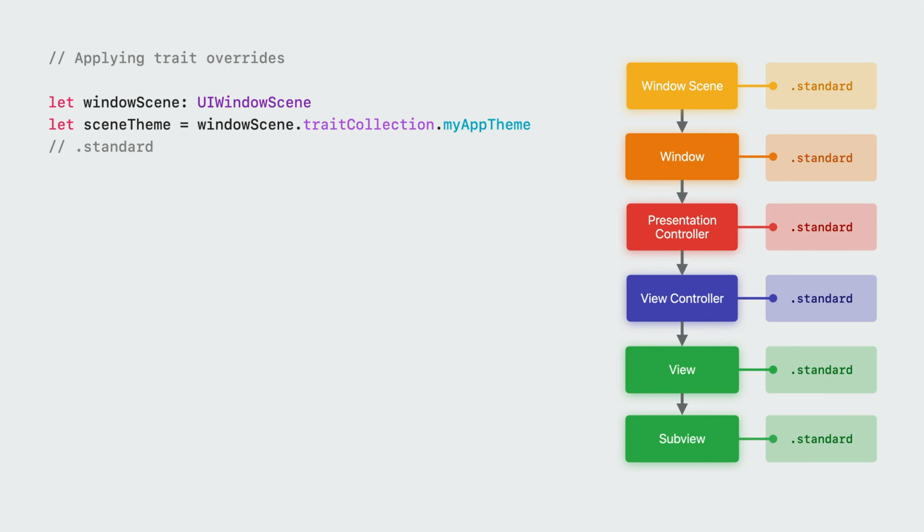I'll go through an example of using trait overrides to change the color theme for specific parts of my app. On the right, I have an illustration of my app's trait hierarchy. Initially, I haven't applied any overrides to populate the value for my theme trait, so all of these trait collections have the default value, which is the standard theme. I'll start by applying a trait override to the root of this hierarchy on the window scene. The traitOverrides property leverages the UIMutableTraits protocol to allow you to easily set trait values. Therefore, you can set override values for custom traits with standard property syntax, using the extension to UIMutableTraits I explained earlier. By setting the theme to pastel on the trait overrides of the window scene, all of the windows, view controllers, and views inside of that window scene now inherit the pastel value in their trait collections.